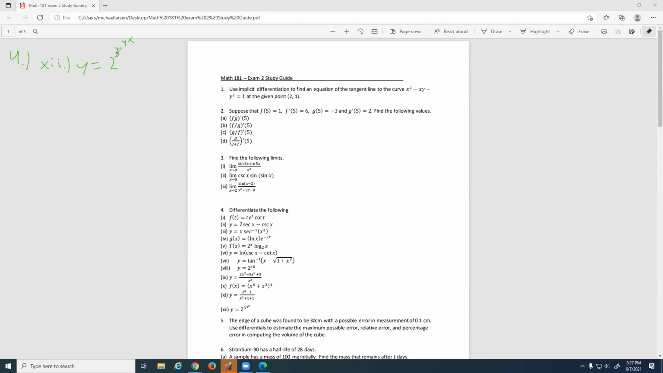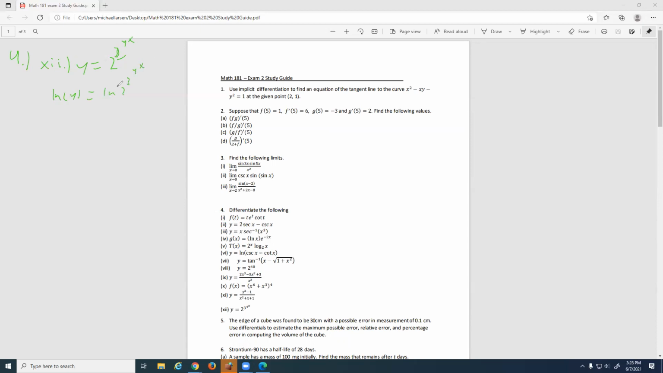So there's a couple different ways you can go about doing this, but the way that I find most intuitive is that I want to get these exponents down to the front because I don't like dealing with them just like this. So I'm going to take the natural log of this equation a few times. So first, I'm going to take the natural log of y is equal to the natural log of 2 to the 3 to the 4 to the x.